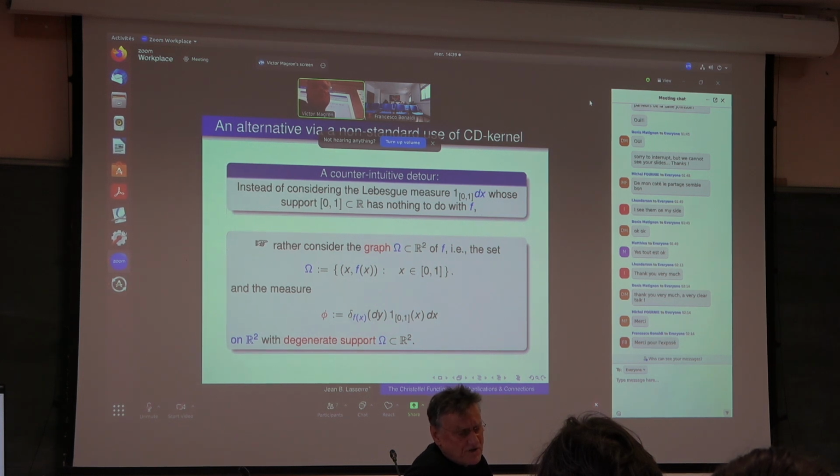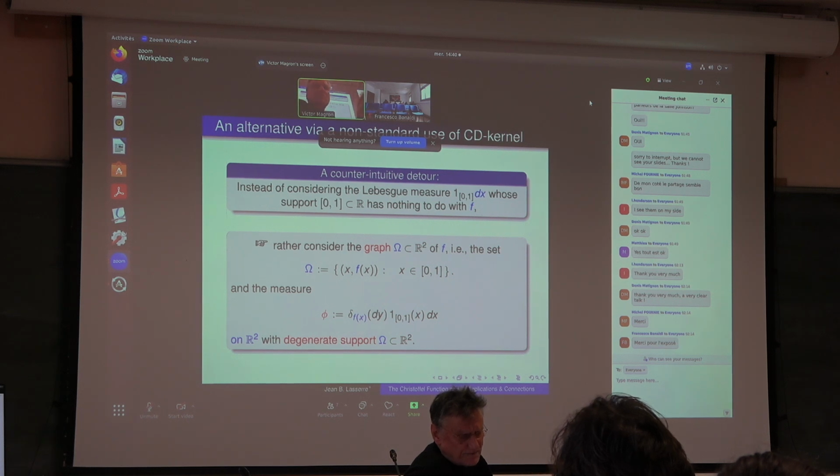Here we say something different. Instead of looking at the measure dx on [0,1], a univariate measure, we consider the measure mu supported on the graph of the function. So now it's a measure in dimension 2, which is x and f of x, right? The set omega is just this set of points in [0,1] square, sorry.